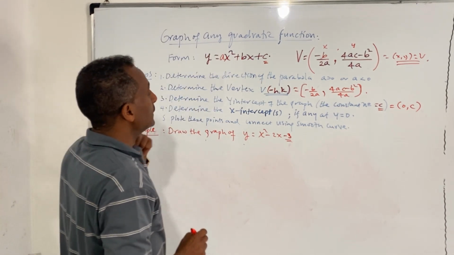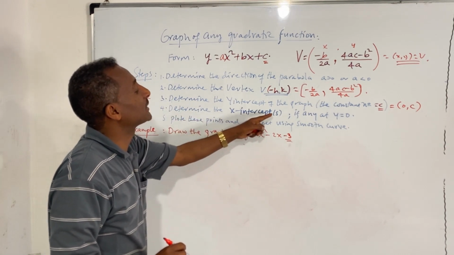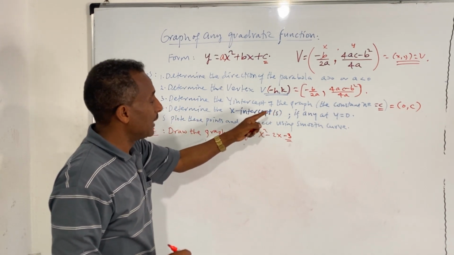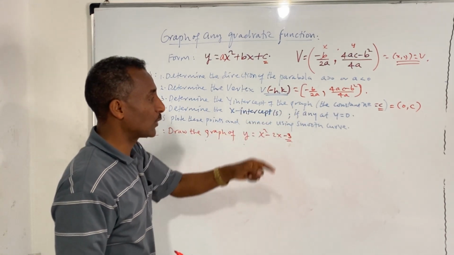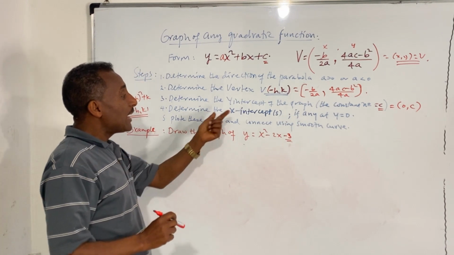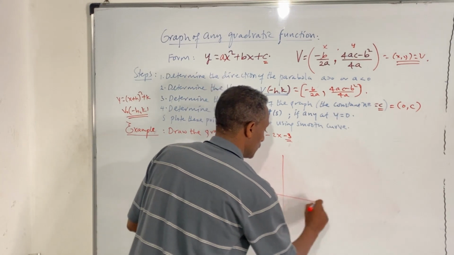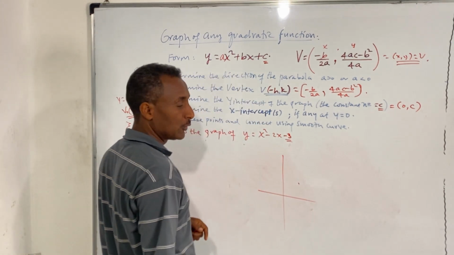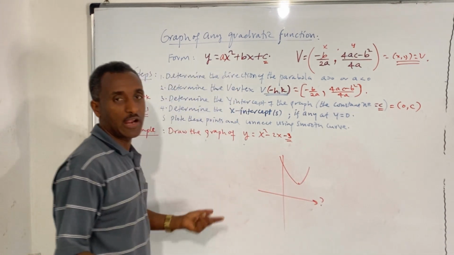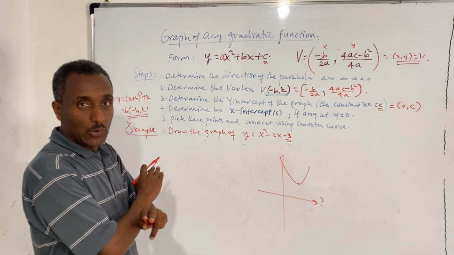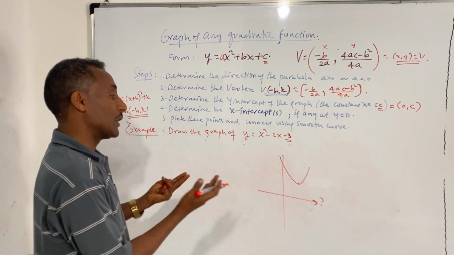Okay. The fourth one: determine the x-intercepts or intercepts of the graph, if any, at y is equal to 0. For example, if a graph is open apart like this and never touches the x-axis, then this graph has no x-intercept. It doesn't cross the x-axis. So it has no x-intercept.